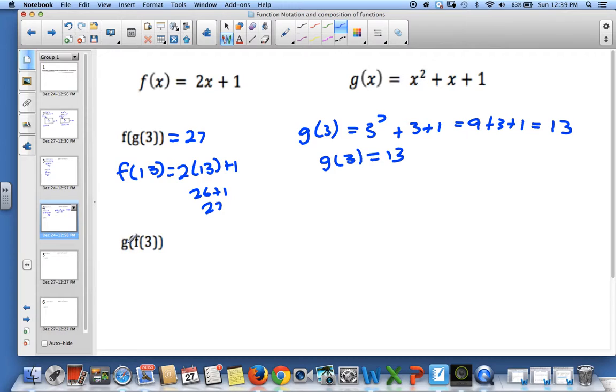Similar, now I have g of f of 3. Now you might think it would be the same answer, but it doesn't always work that way. So we're going to go and look at that. And this inside of here says f of 3. So I'm over here, on the side, I'm going to figure out what f of 3 is.